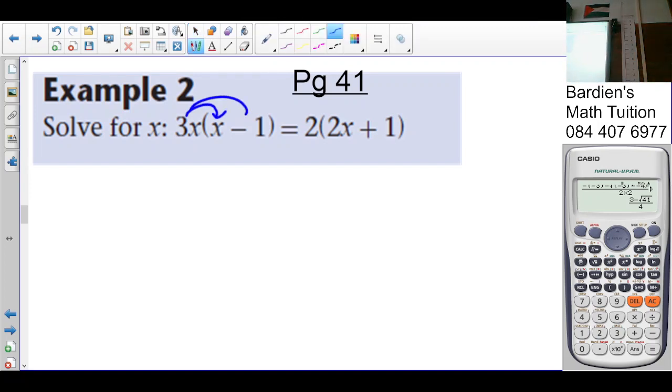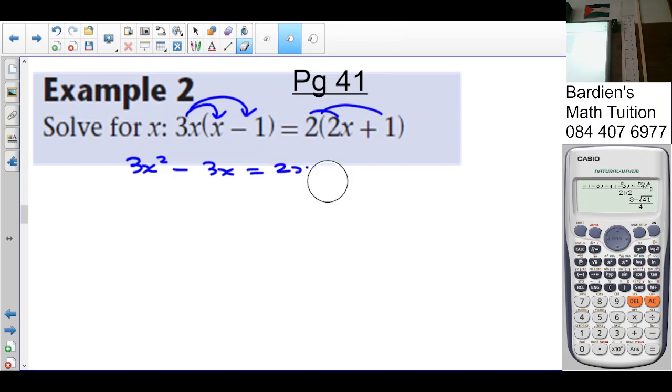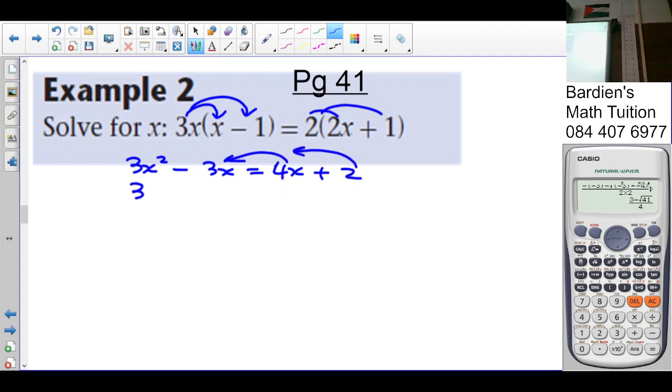Right, so let's multiply in. We get 3x squared minus 3x equals 4x plus 2. Now what do we do? Take the base. Take the 4x over and the 2 over. So it's going to be 3x squared minus 3x minus 4x is negative 7x, minus 2 is equal to 0.